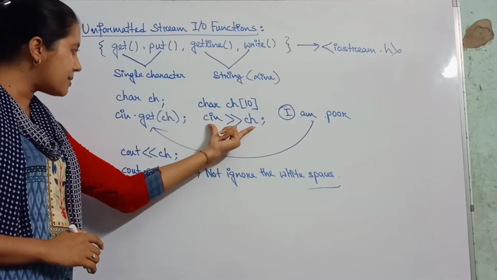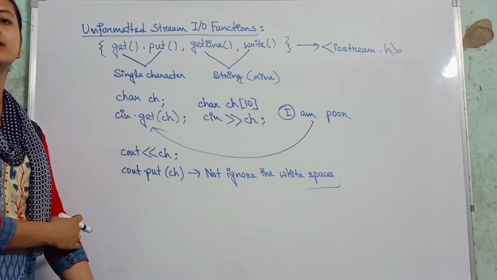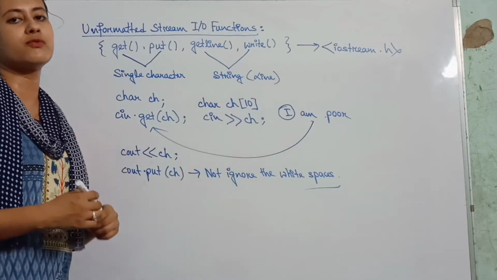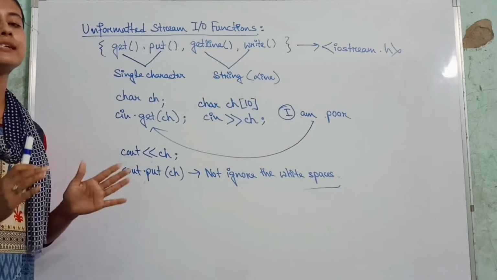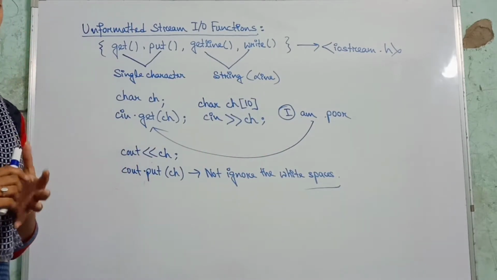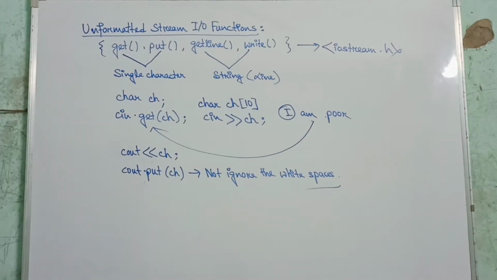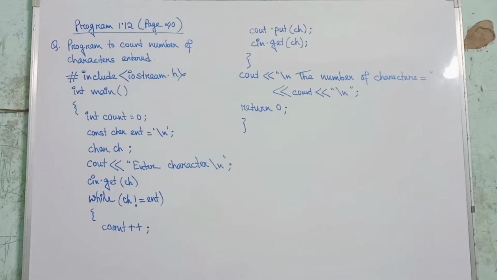But if I simply write cin >> ch and cout << ch, then these white spaces will be ignored and we will get an uncertain result. Okay? So now let us see one example of get ch and put ch.